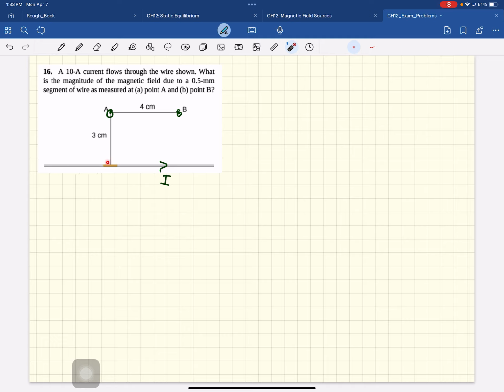So we're going to calculate the field due to just this current. And if you wanted to calculate the field due to the entire current, you would add all those, the field due to this guy, you do that integral.